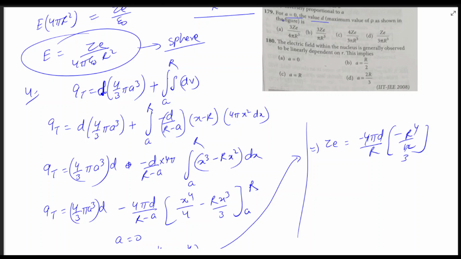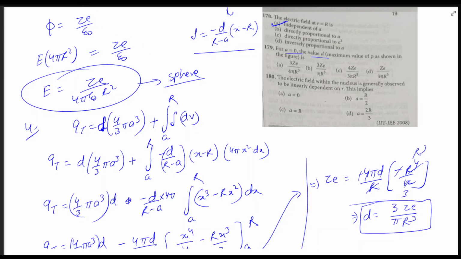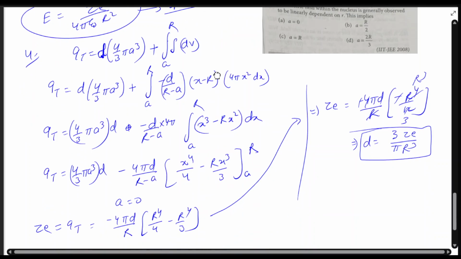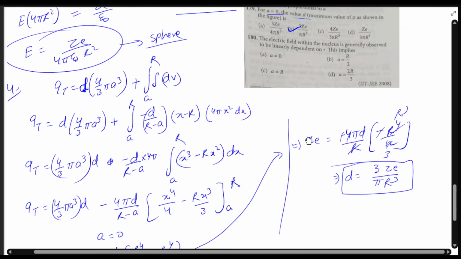So what we have to find? D. So D we have to find. So D will be, this is r cube, this is minus minus, plus. So D will be 3Ze by pi r cube, right? Okay. So B will be the option, right? Now let's move on to the fifth question of this same question.